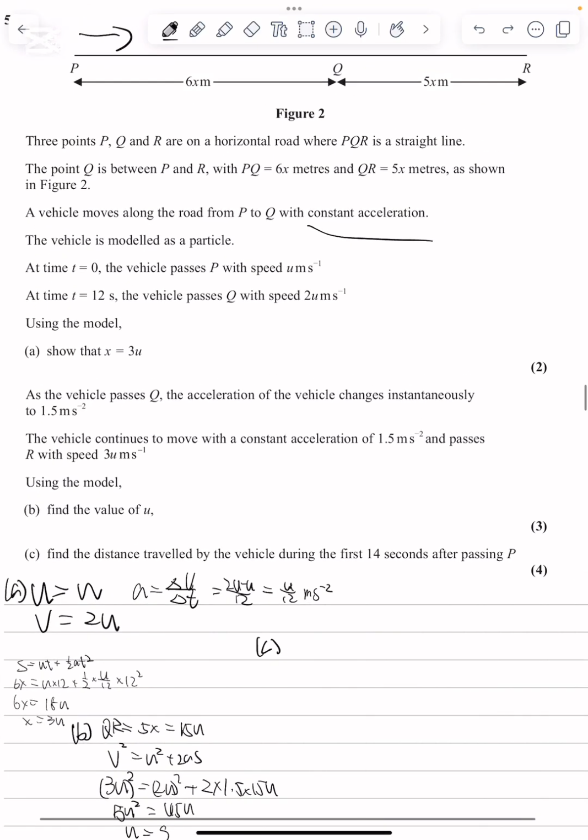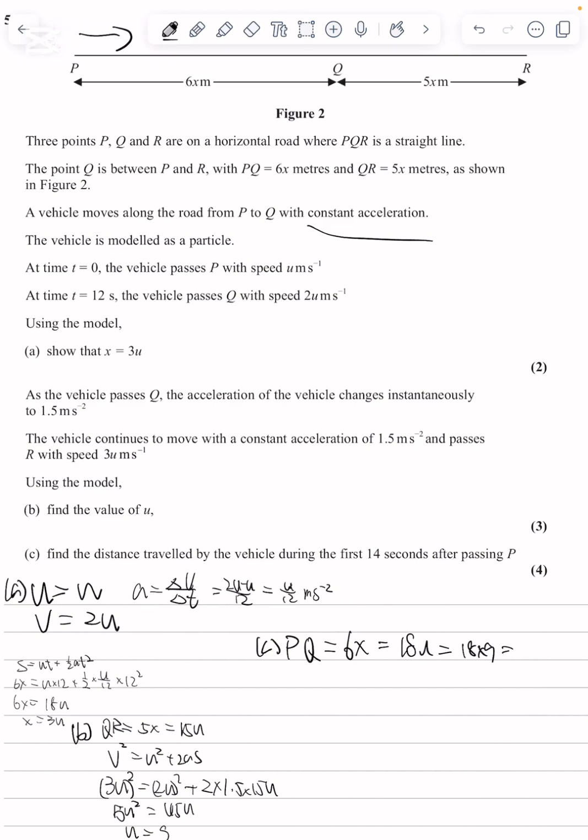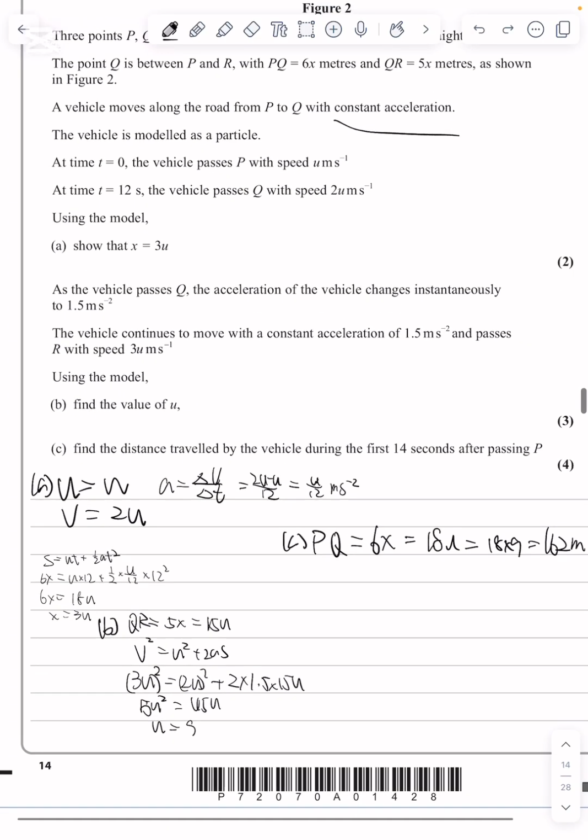So PQ, so the first 12 seconds we pass through PQ, right? So PQ would equal 6x, which is 18u, which is 18 times 9. 18 times 9, that is 162 meters. No, meters, Jesus.